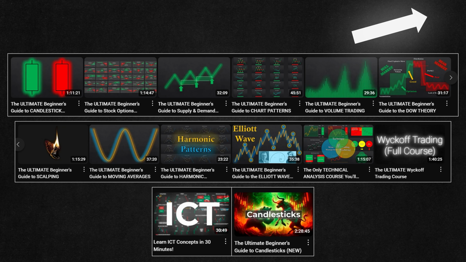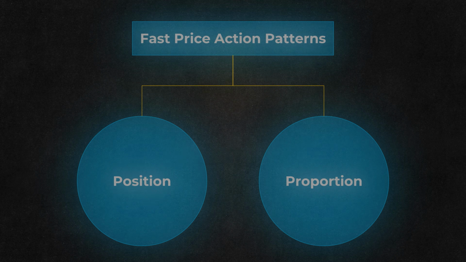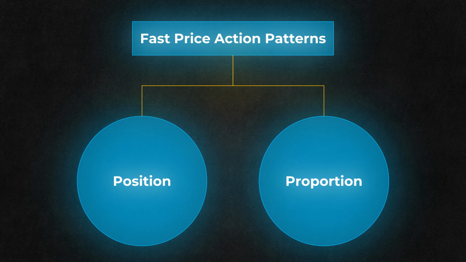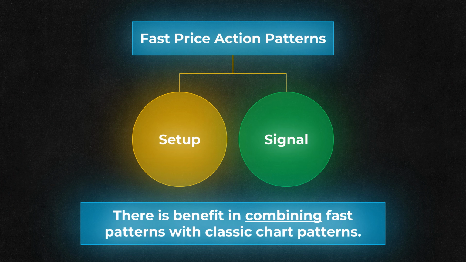Let's briefly go over the main characteristics of fast price action patterns. Fast patterns emerge when we look at the relationships of position and proportion of a candle or bar in relation to itself or in relation to previous periods. Certain fast patterns are split, meaning that the signal of a pattern is only completed when a complementary fast pattern appears later. Like chart patterns, fast patterns are composed of a setup and a signal. The setup is a preparation, and the signal is the trigger to enter the trade.